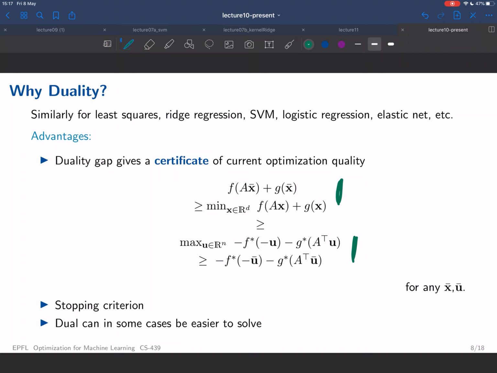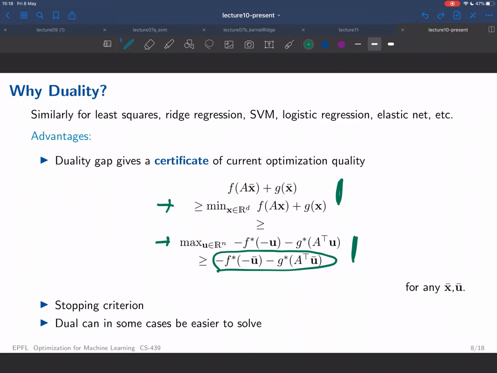What you can do is you can look at any dual point u, and you just know that the value of this dual problem is always lower than, so here is the value of the dual problem. That is always worse, of course, than the best solution to the dual problem, which is the line in the middle. So we don't know the max, right? We don't know the perfect optimum of the dual. We also don't know the perfect optimum of the primal, but we know that they must be between the values that we currently have.